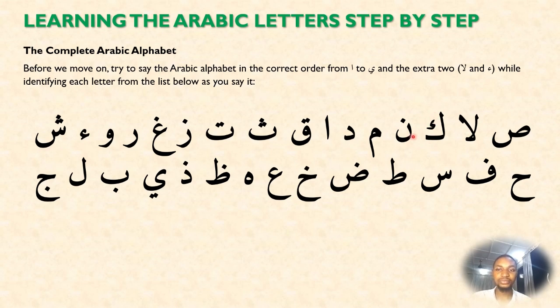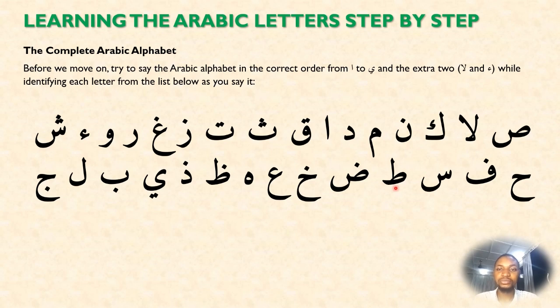Next one, nun. Mim. Dal. Alif. Qaf. I'm pausing to allow you to give it a try or attempt it. Next one, tha, ta, zai, ghain, ra, waw, hamza, shin, ha, fa.